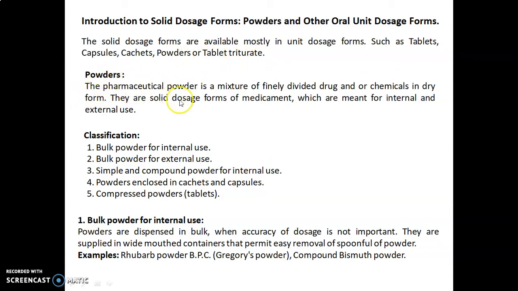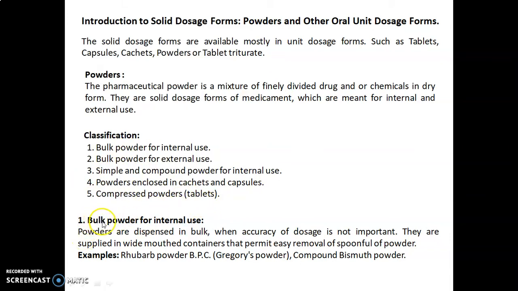Powders. The pharmaceutical powder is a mixture of finely divided drug and/or chemical in the dry form. They are solid dosage forms of medicament which are meant for internal and external use. Classification of powders: bulk powder for internal use, bulk powder for external use, simple and compound powder for internal use, powders enclosed in cachets and capsules, and the fifth one, compressed powders, that is tablets, that are also known as tablet triturates.